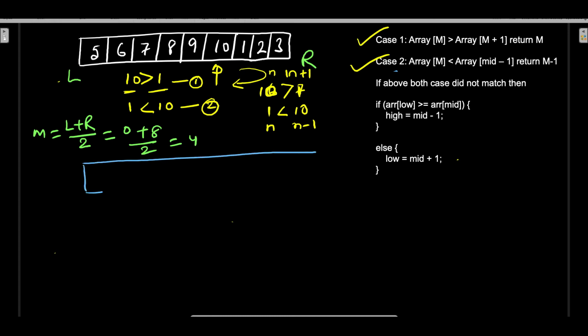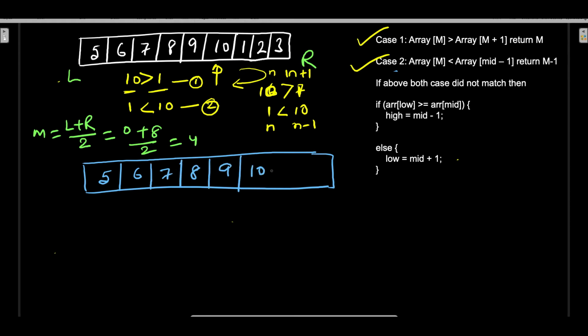So let's design another array, which is going to be 5 6 7 8 9 10 1 2 and 3, right? You got it? Now this is your L, this is your R, and where is the M now? M is the 4, 0 1 2 3 4. So this is the M, right? So you have divided the array.